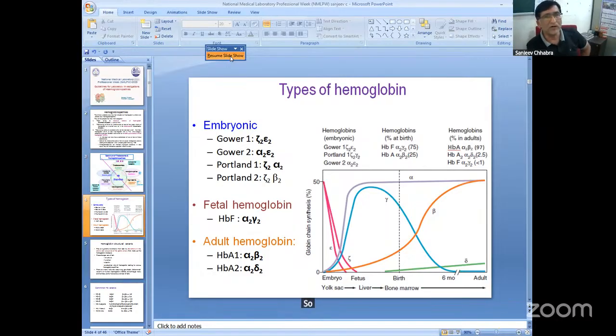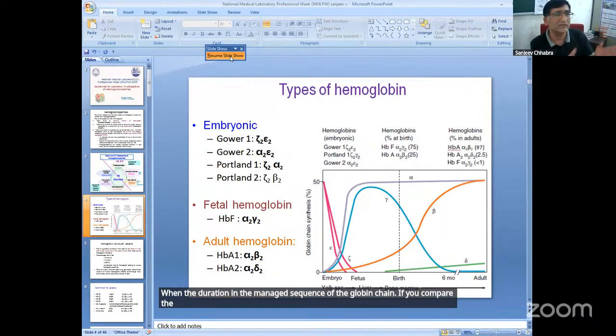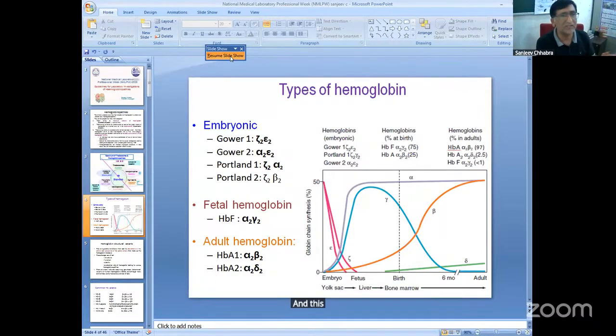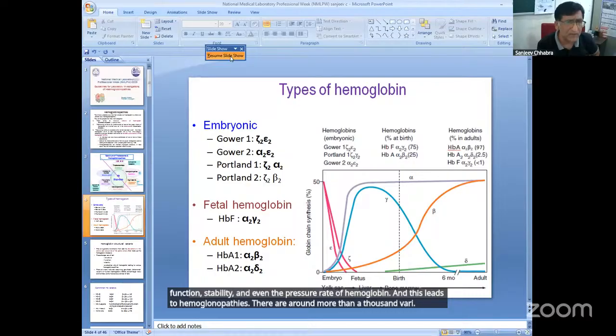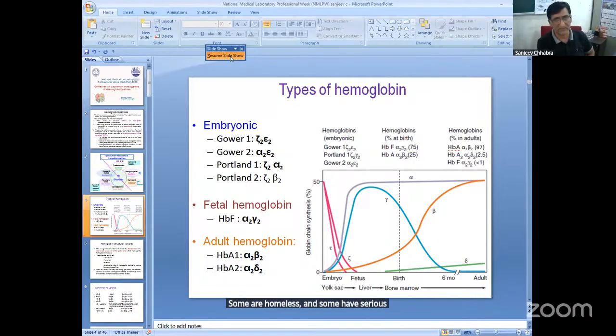So I'm going to the abnormal part. What are structural variants? When there is an alteration in the amino acid sequence of the globin chain, compared with the wild type chain, any alteration in the peptide sequence of the hemoglobin is called a variant, in a very simple way. This change can affect structure, function, stability, and even the production rate of hemoglobin, and this leads to hemoglobinopathies. There are more than 1,000 variants. Some are harmless and some have serious clinical effects.